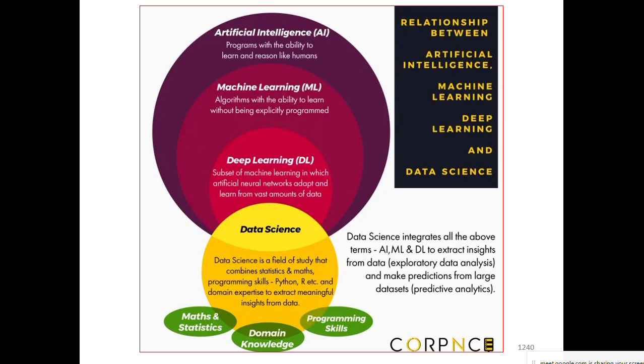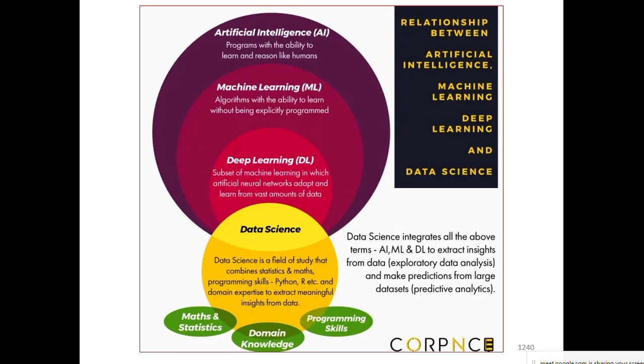So this is about the relationship between artificial intelligence, machine learning, deep learning, and data science. See here, data science integrates all of these terms like artificial intelligence, machine learning, and deep learning to extract insights from data, perform exploratory data analysis, and make predictions from large data sets. That is called predictive analytics.